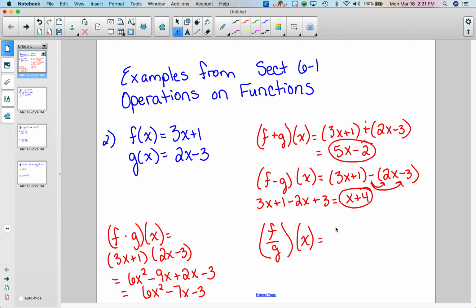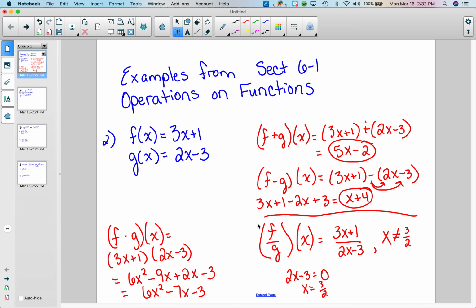And then for division, we're just going to take 3x plus 1 divided by 2x minus 3. You do not have to work out the division for this. However, keep in mind that this is a rational function now, and you can't divide by 0. So you have to think about what makes the denominator 0. So if we have 2x minus 3 equals 0 and solve for x, add 3, divide by 2, that's the value we have to exclude. So we say x is not equal to 3/2. So you would have to include that exclusion as part of your answer.